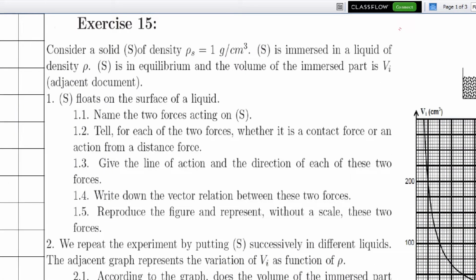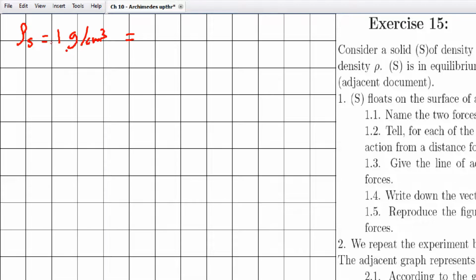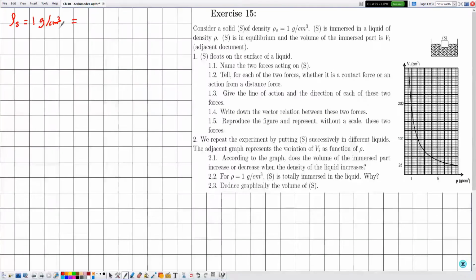So exercise number 15. Consider a solid S of density rho S equal to 1 gram per centimeter cube. Knowing that gram per centimeter cube is not the SI unit of density, in order to convert from gram per centimeter cube to kilogram per meter cube, we simply multiply by 1000. Then 1 multiplied by 1000. Then the density of the solid in the SI is given by 1000 kilogram per meter cube. So this is the density of the solid S.